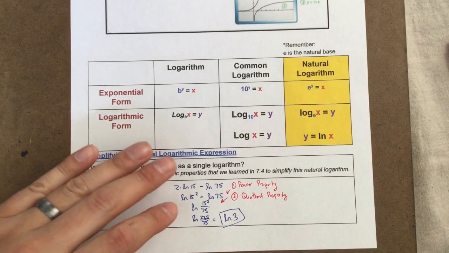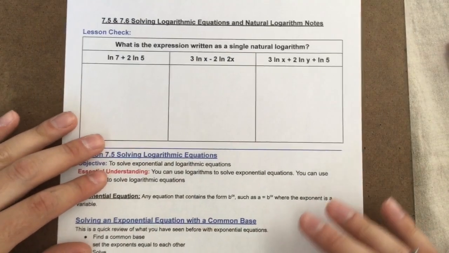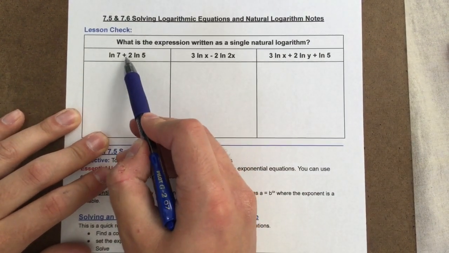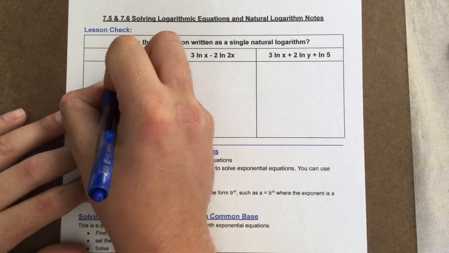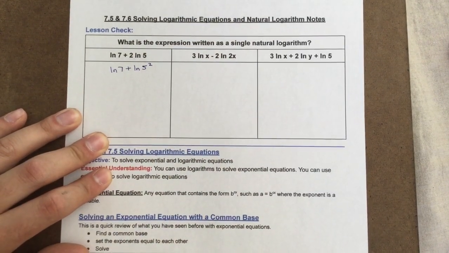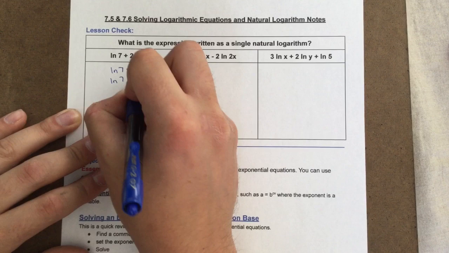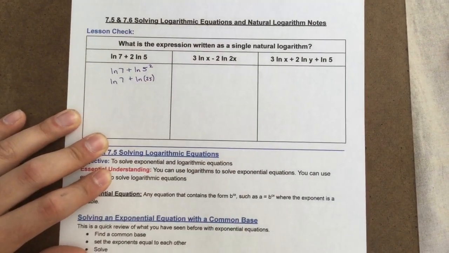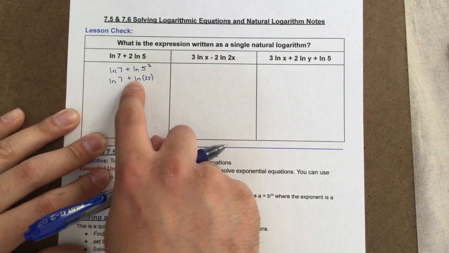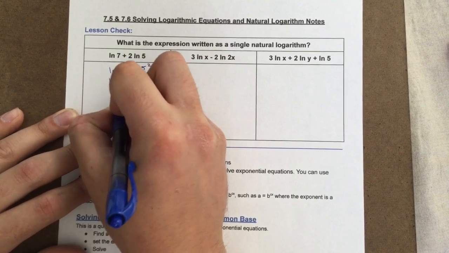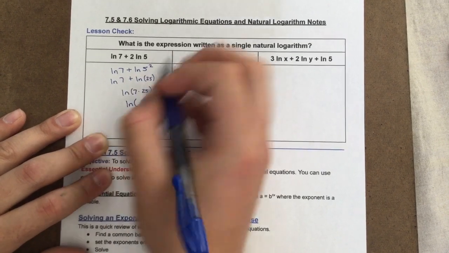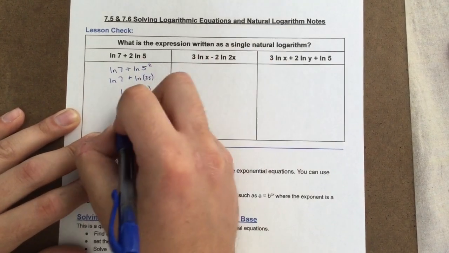Let's take a look at a few examples. Write each expression as a single logarithm. I can take this one here and use our power property to write it as the natural log of 7 plus the natural log of 5 squared. I'm going to simplify that real quick. And then for our next step, this is what we call the product property. Since they're adding the natural logs, I'm going to multiply in the same log. So this is going to be 7 times 25. So we're going to get the natural log of 175, and you can leave it like that.